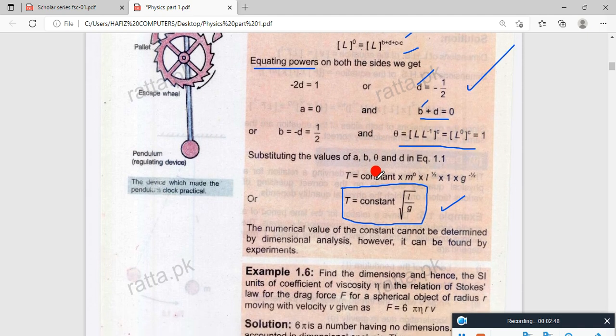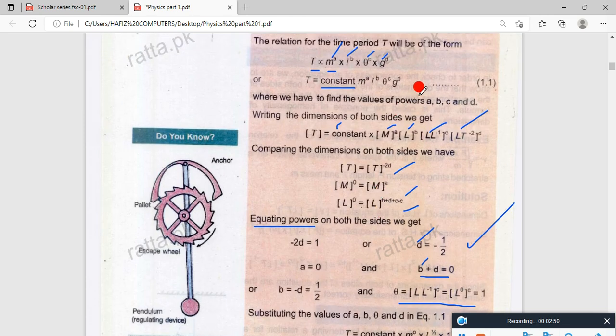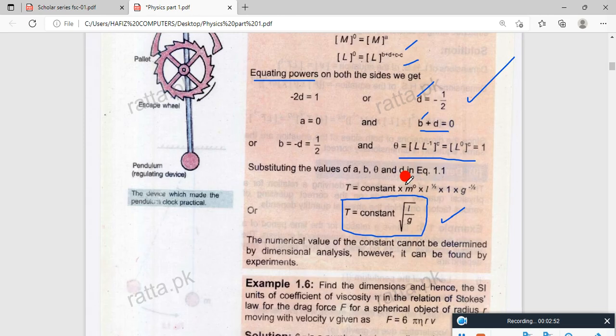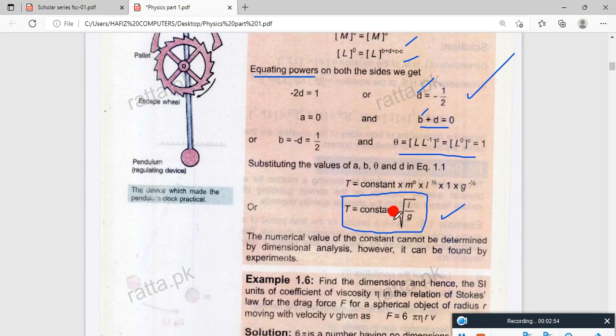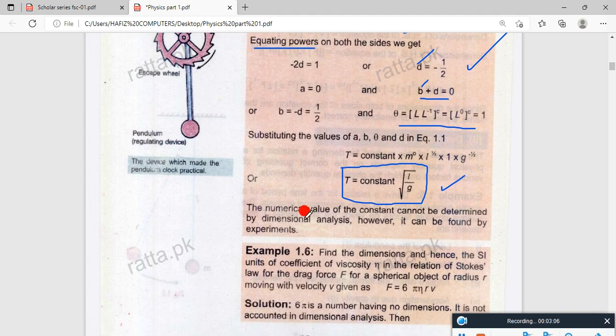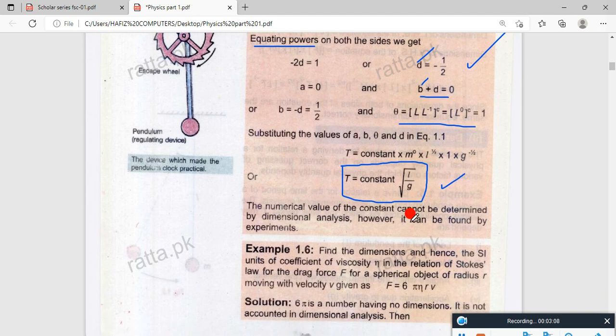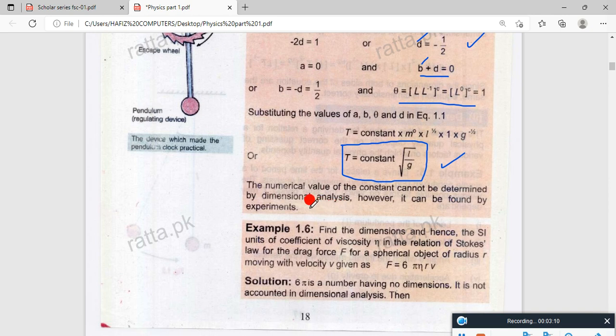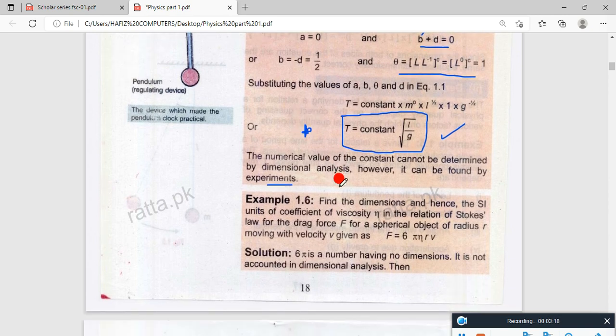We will put all these values in the equation 1, which we have already named as 1.1. When we put the values of a, b, c and d, we get T is equal to constant times L over g raised to the power 1 by 2. The numerical value of the constant cannot be determined by dimensional analysis, however it can be found by experiments. So in this way you can derive a possible formula using dimensional analysis.